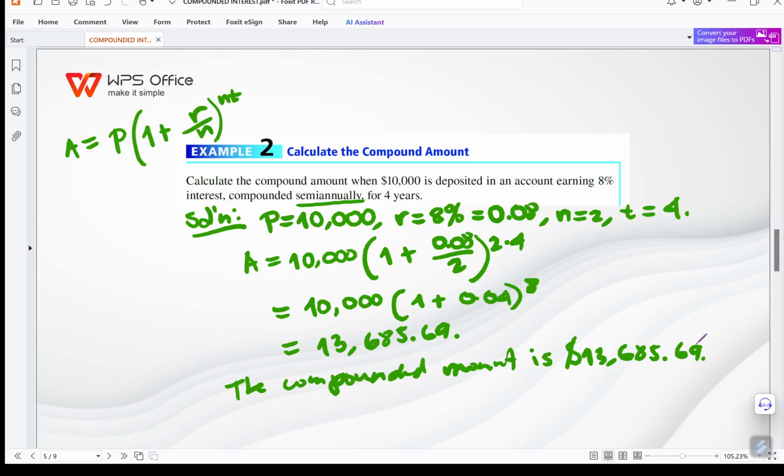You can read your reference text for this one. We don't have enough time, so I need to fast track this. It means that if you deposit $10,000 and the annual rate is 0.08, compounded semi-annually, that is N equal to 2, and our time is 4 years, then you will get $13,685.69. That is the compounded amount.